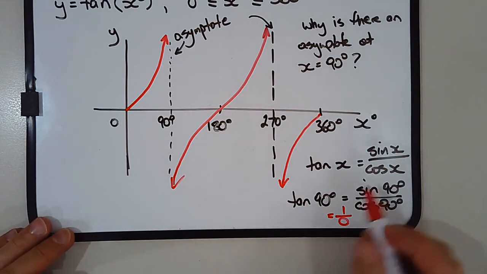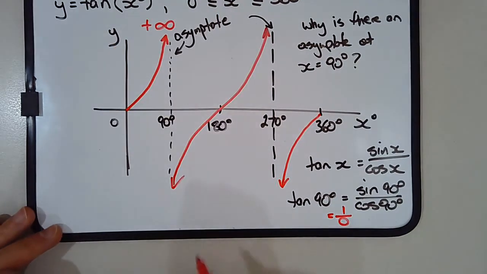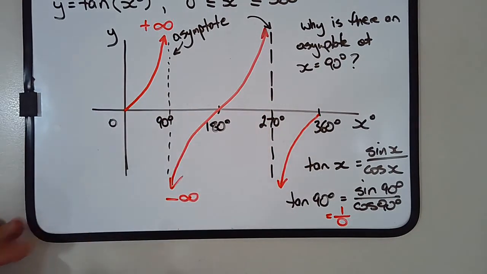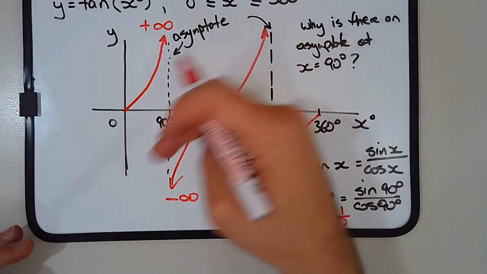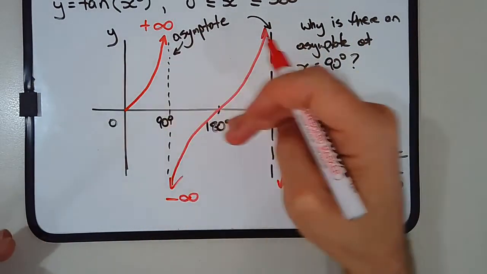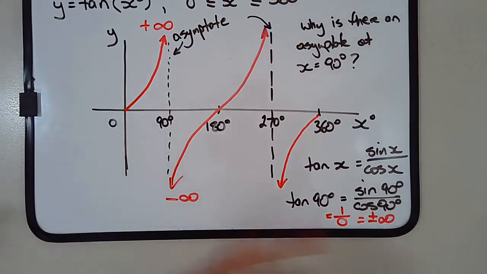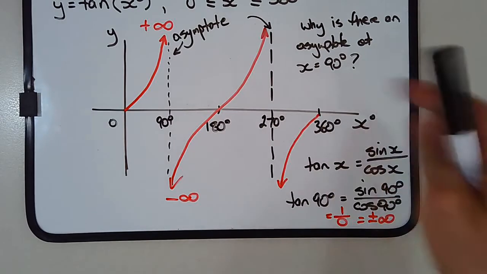Which is either positive infinity or negative infinity, depending on which side you're approaching the asymptote from. If you're approaching the asymptote from the left-hand side, the graph goes to positive infinity. Approaching the asymptote from the right-hand side, so go back to 90, it approaches negative infinity. So it's equal to plus or minus infinity, depending on which side we're approaching from. That's one of the properties, and the same property occurs at 270 and so on.